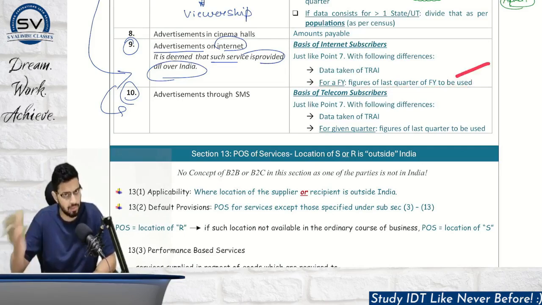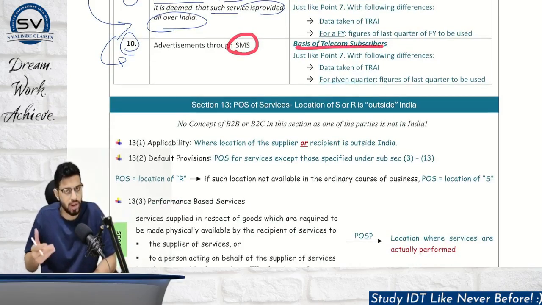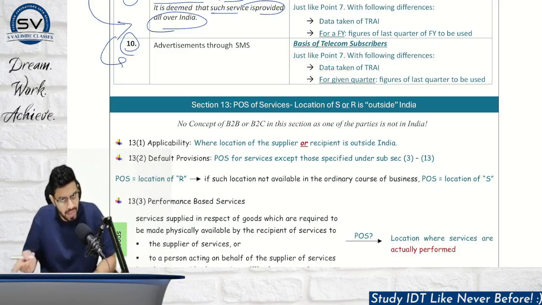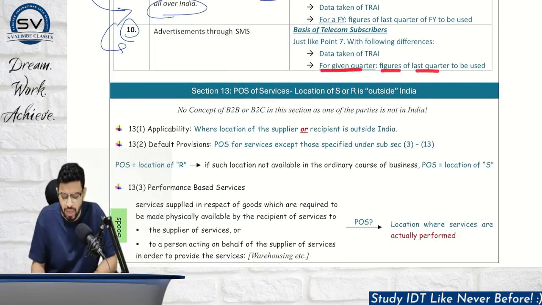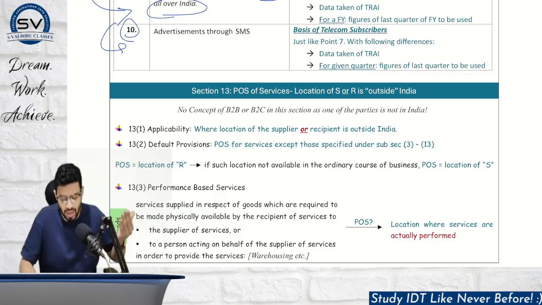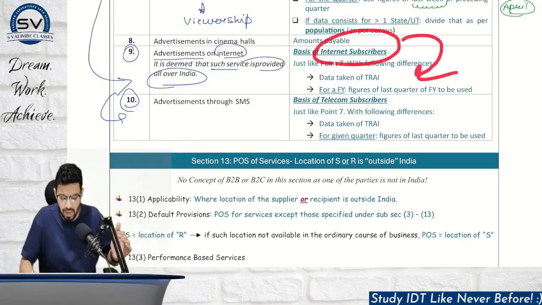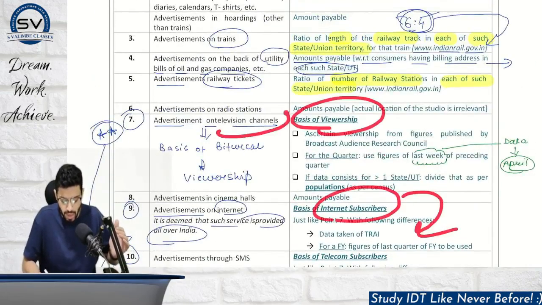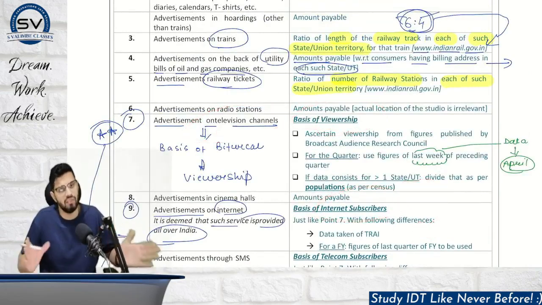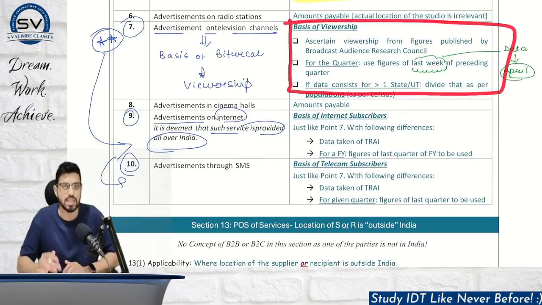As simple as that, this data will be given in your question. In case of SMS advertisement, this is not used prevalently in today's times, but if it is an SMS case, then you have to bifurcate on the basis of telecom subscribers. This is also just like point 7 with 2 differences: data of TRAI instead of the Research Council, and figures of the last quarter are to be used, not the last week but the last quarter. Why? Because data of TRAI is available like this only with respect to telecom subscribers. With respect to internet, it is available on the basis of financial year. With respect to viewership and television channels, it is available on a quarterly and weekly basis. This data will be given in your question. You don't need to learn this. You just need to have an idea of how the steps will run.